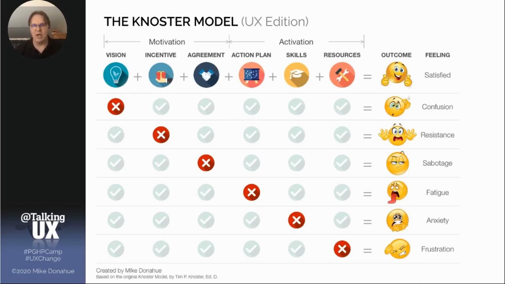And just like the original version of the Knoster model, if we're missing one of these pieces of the puzzle, we can spot which parts we're having problems with. So if we're sensing frustration from our end users or from our internal stakeholders, there's a good chance we haven't provided them with the resources that they need to get the thing done. But if we're hearing questions or feedback from them like, I don't understand, we've got a problem with the motivation, and in particular with the vision. What's nice about this is it keeps us from having to spend too much time on things that are working well, so we can put more of that effort on the things that aren't working well.